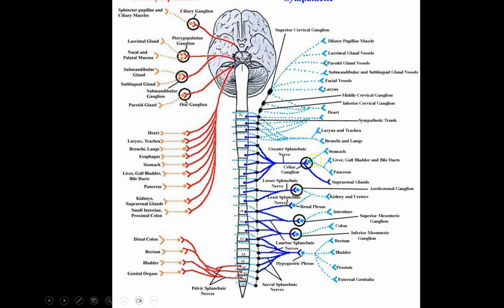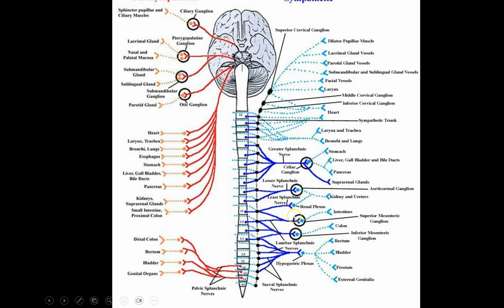So, greater splanchnic, celiac ganglion, stomach, liver, spleen, pancreas, suprarenal. Lesser splanchnic, aortic-renal, kidney and ureter. The least splanchnic, also aortic-renal, kidney and ureter.